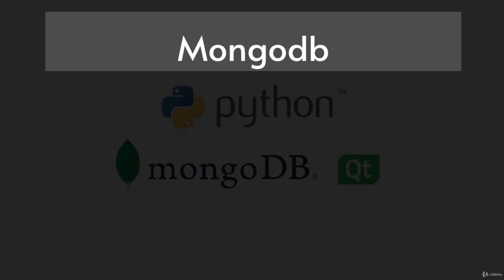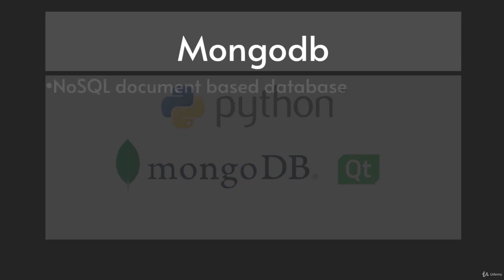MongoDB is a NoSQL document-based database where you'll just arrange your documents just like you arrange them in a dictionary. Very similar to that, we're going to arrange it in our MongoDB database. And why are we using it? Because it's flexible, it's very easy to implement in Python, and it's very scalable.